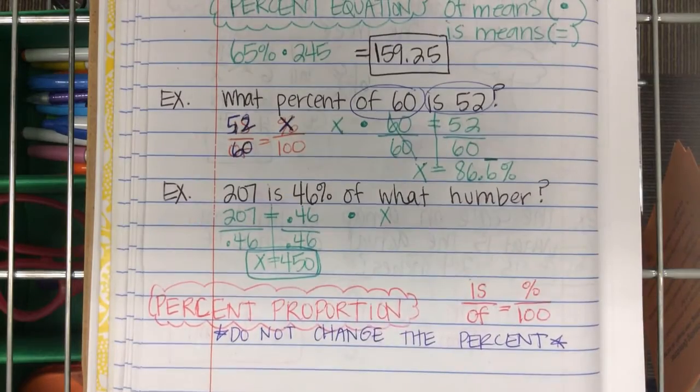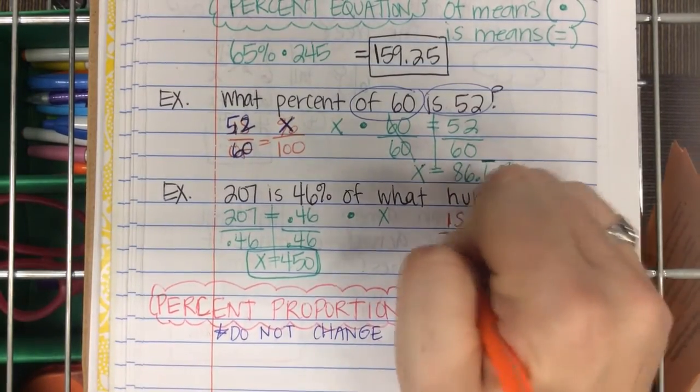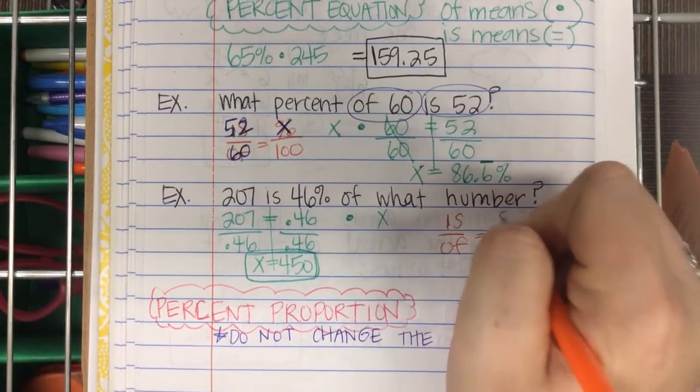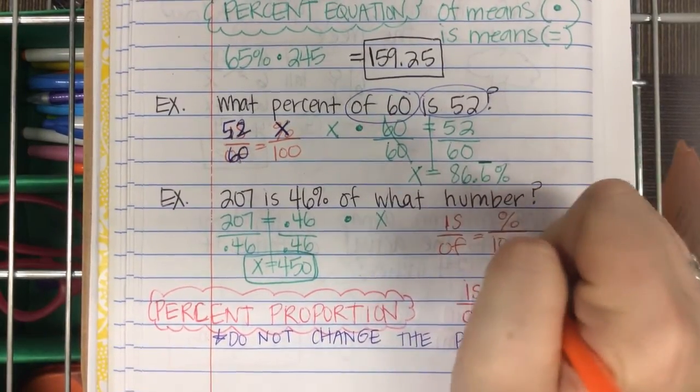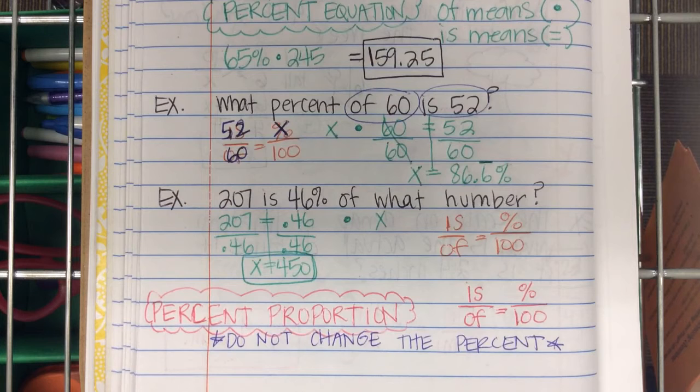Let's try the next one, or the third example that we had. Is over of equals percent over 100. 207 is 46% of what number? 207 is 46% of what number? Where's 207 gonna go?